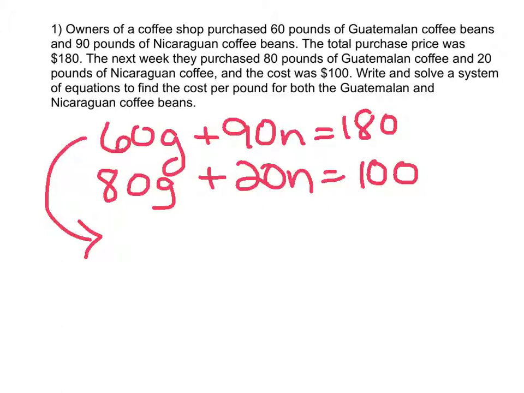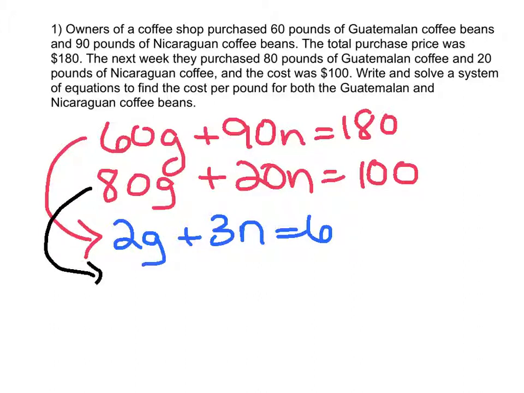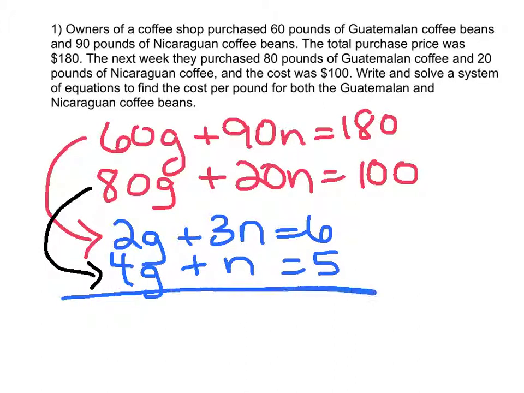So if I reduce my 60, my 90, and my 180, I would have 2g plus 3n equals 6. And if I simplified the next line here, I have 4g plus n equals 5. Now, I suggest using the elimination method here in order to solve these two equations. So, I'm just going to erase my little arrows here.